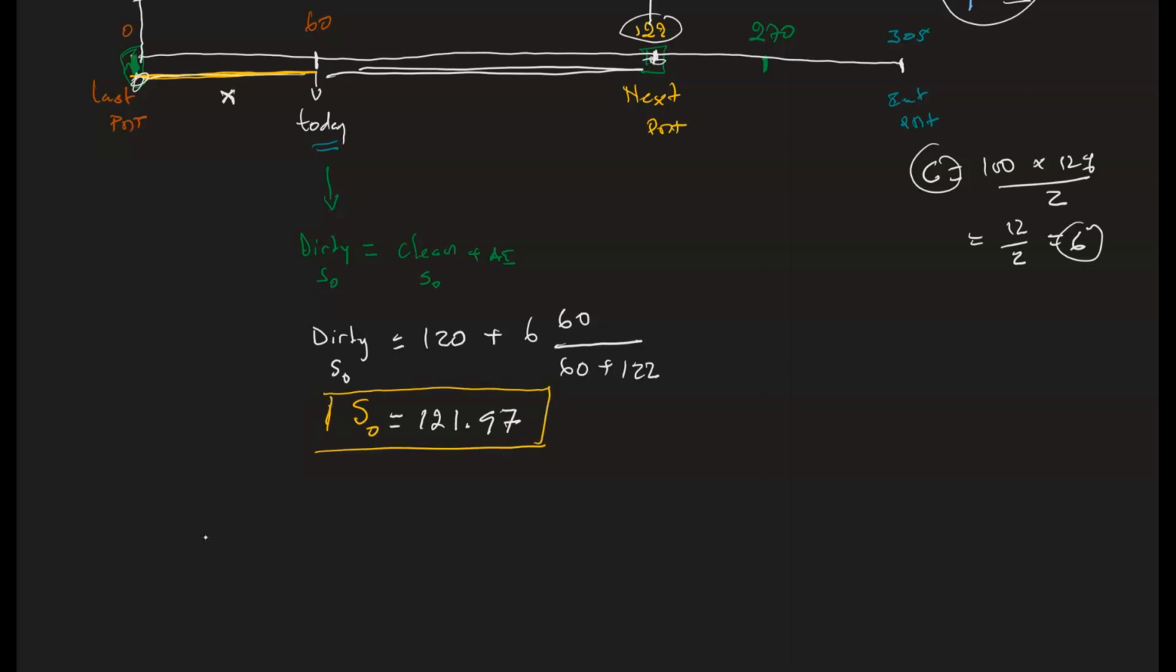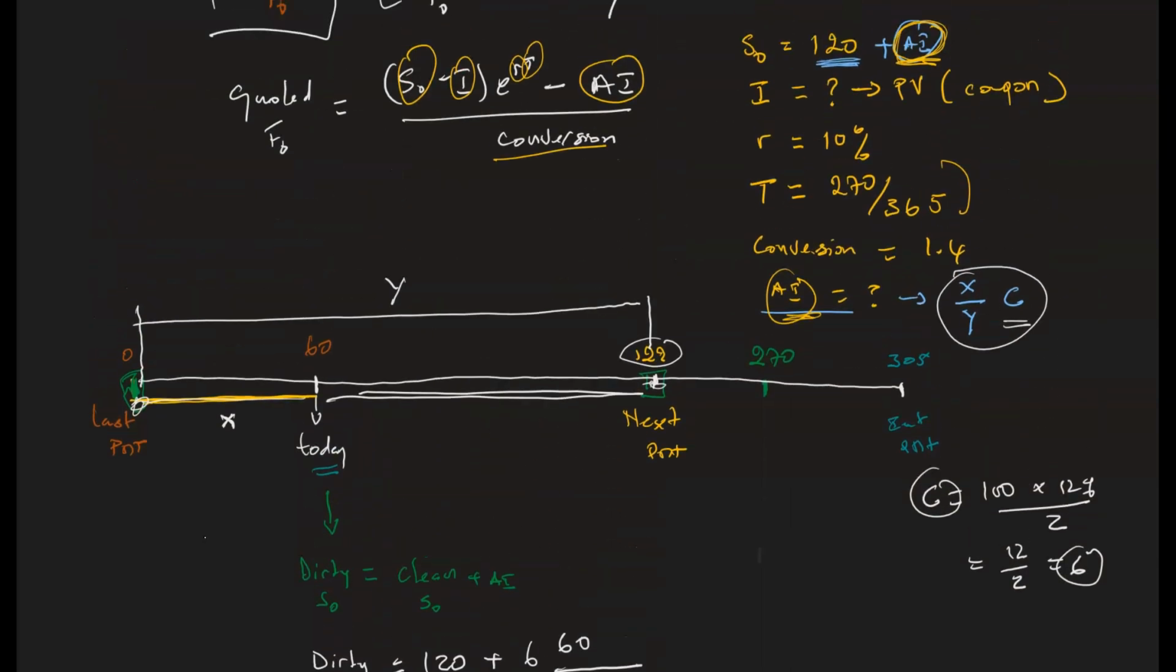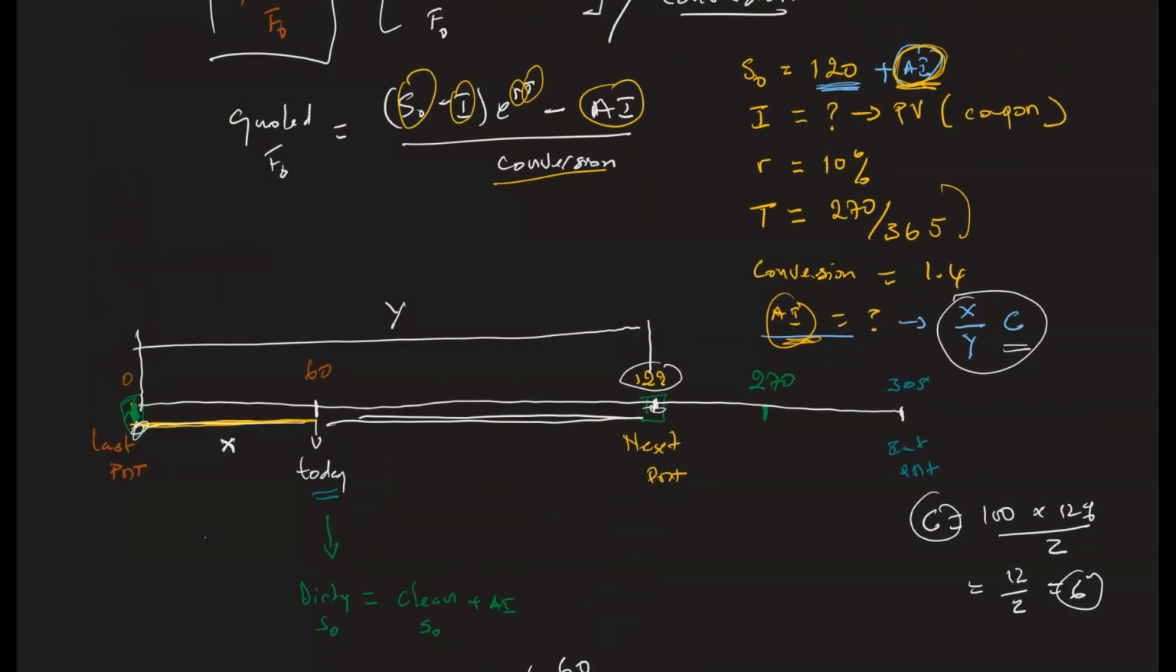So S0 is found, and so we can go back up here and say we know what S0 is. S0 is going to be equal to 121.97. That is S0. Now, what is our income here?